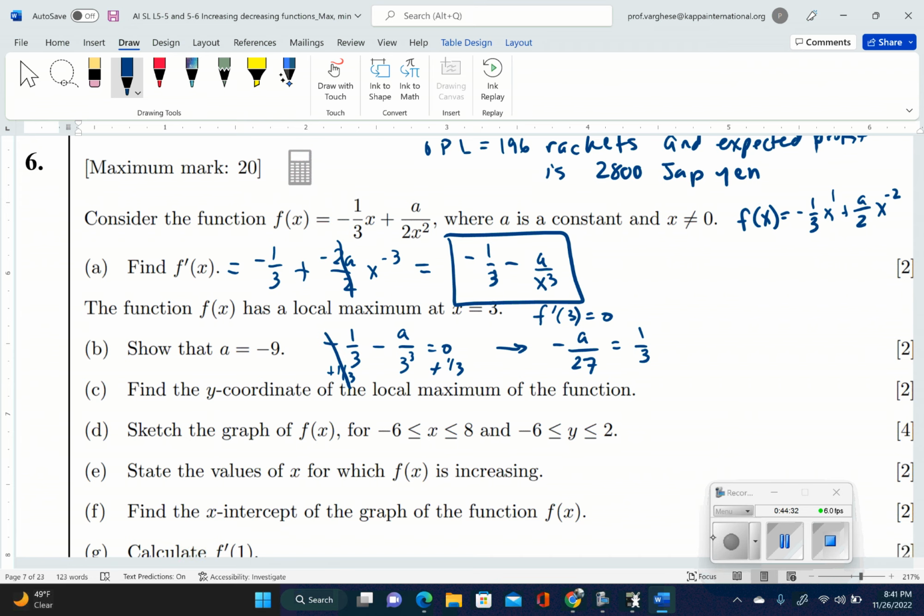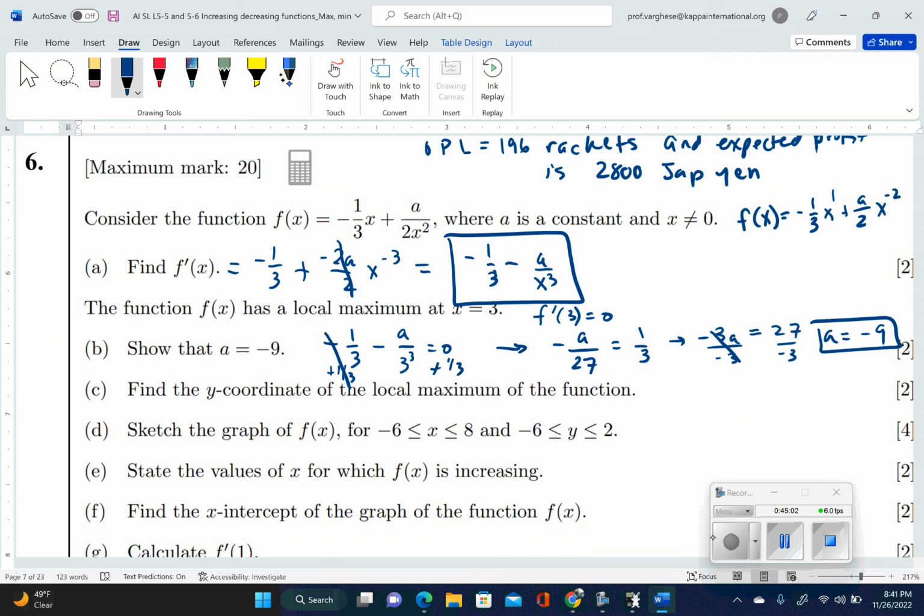At this point right now, I could go ahead and cross multiply here. So negative a times 3 is equal to negative 3a, is equal to 1 times 27, which is equal to 27. Divide both sides by negative 3. This cancels out, and I'm left with a is equal to -9, right? Which is what they told us, so they just want us to show it. We now have the completed function, right?